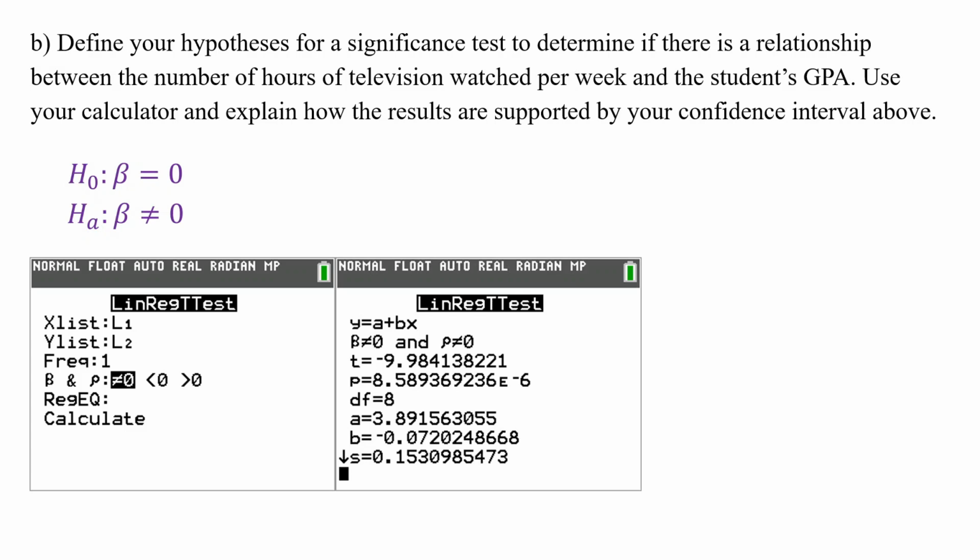Okay, so what you'll see, again, is this template. So my a and my b value, it gives me my least squares regression line, which is the same as what I got in A. Okay, I'm given my t-test statistic, and I'm given my p-value. You can see that it's a very small p-value. Degrees of freedom, standard deviation of my residuals here. If I were to scroll down, I also get my coefficient of determination and my correlation as well.